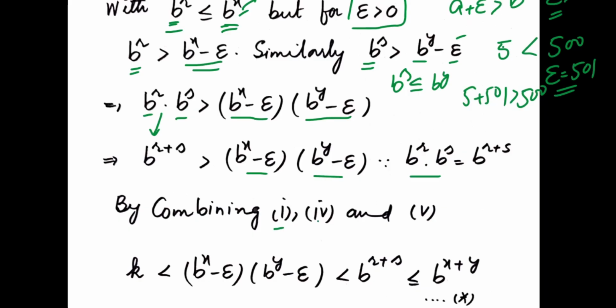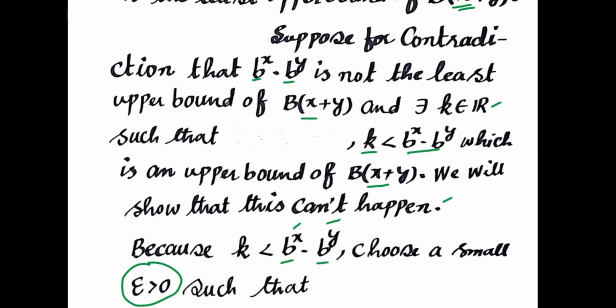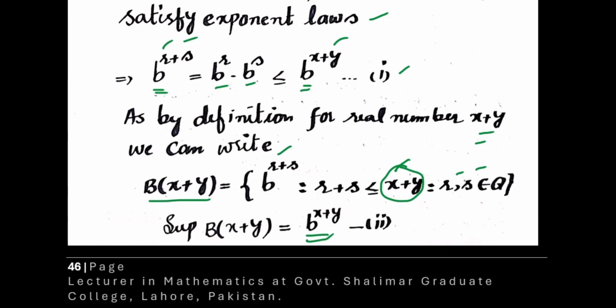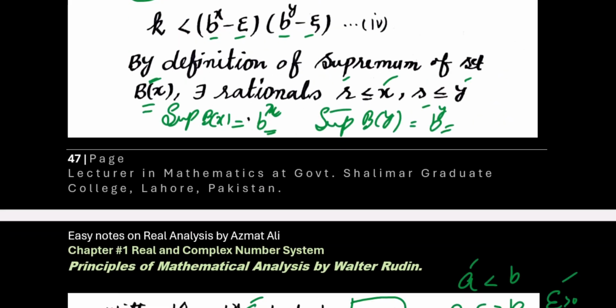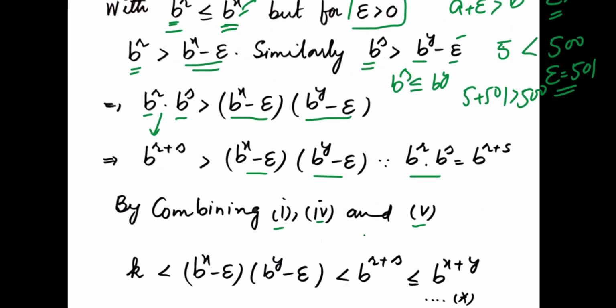Combining 1, 4, 5. What is 1? This is my inequality number 1: b raised to power r plus s is less than or equal to b raised to power x plus y. What is 4? This is 4: k is less than this product. And what is 5? This is my 5. So combining 1, 4, 5, k is less than this product, and this product is less than b raised to power r plus s, and b raised to power r plus s is less than b raised to power x plus y.